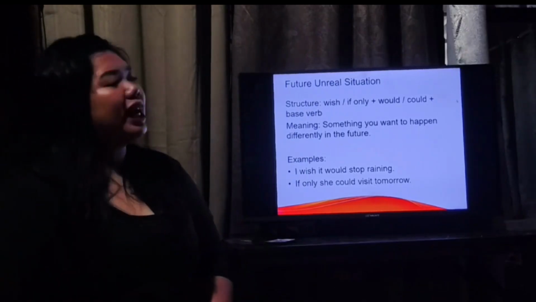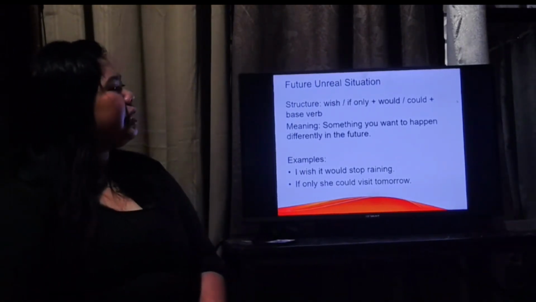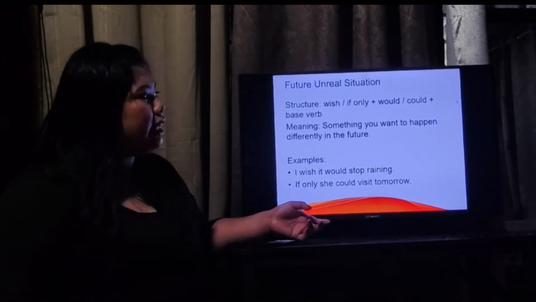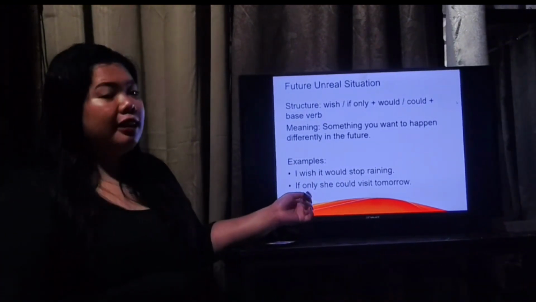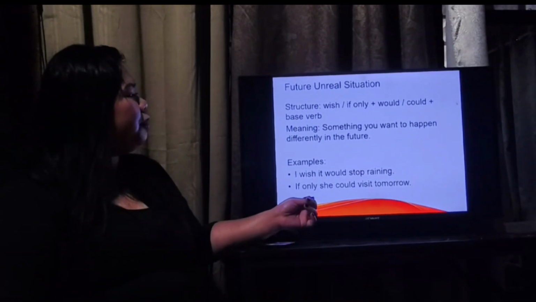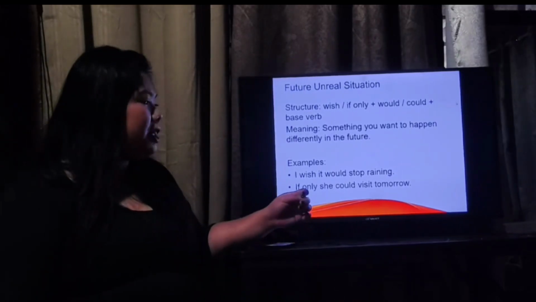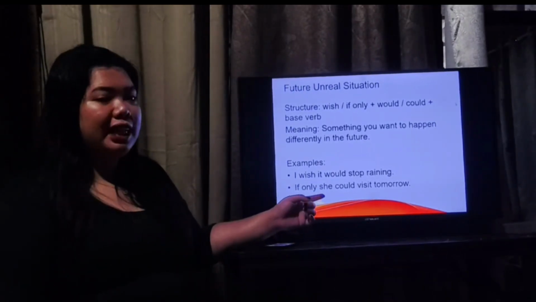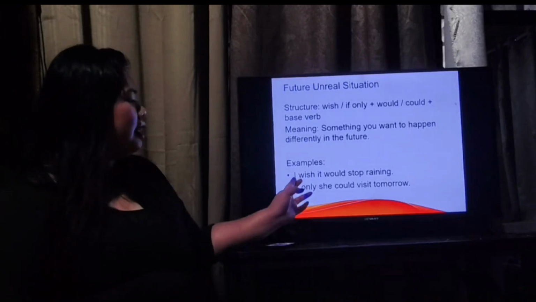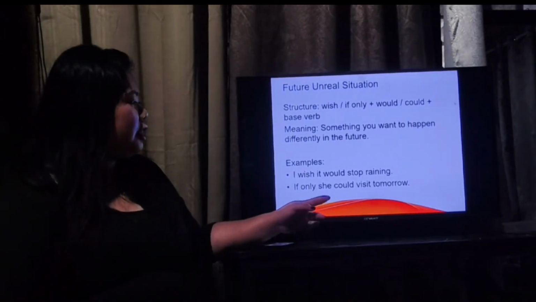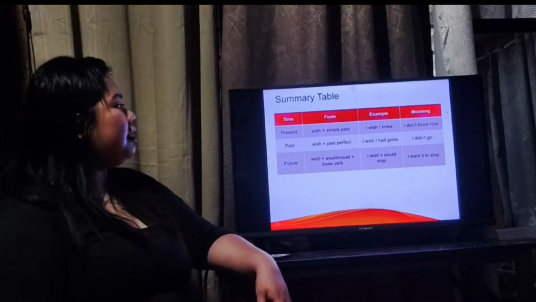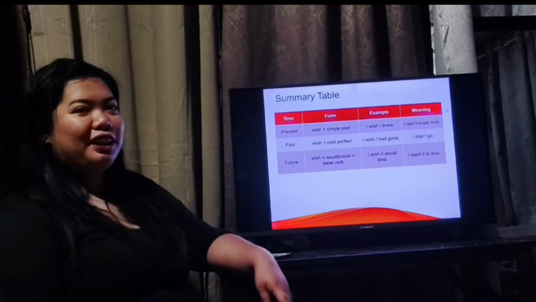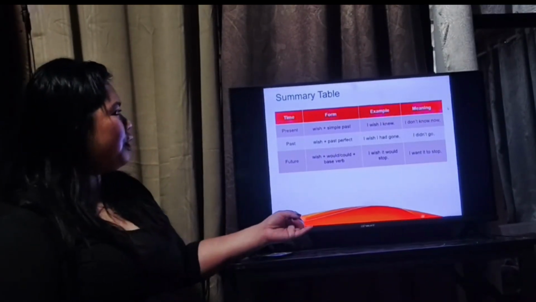And there's also the future. The structure here is wish or if only plus would or could plus base verb, meaning something you want to happen differently in the future. Examples, I wish it would stop raining. Second is if only she could visit tomorrow. So these are the form, example, and the meaning for present, past, and future.